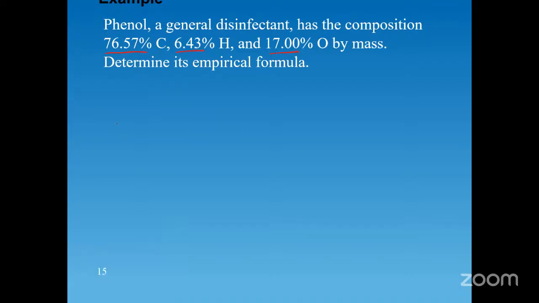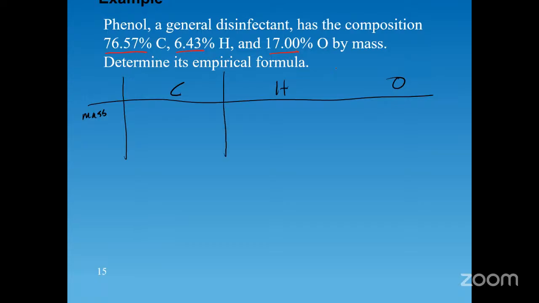Now, what I like to do when I'm doing these problems is I like to set it up in a tabular fashion. I'm going to set up a table here. So at the head or the top of this table, I'm going to write down carbon, hydrogen, and oxygen, right? And the first row will be the mass values. So as we said before, we're assuming 100 grams of the compound. So therefore, each of these numbers here, I'm going to express in grams. So for the carbon, that is 76.57 grams. For the hydrogen, that is 6.43 grams. And for the oxygen, that will be 17.00 grams. All right, so that's the first step.